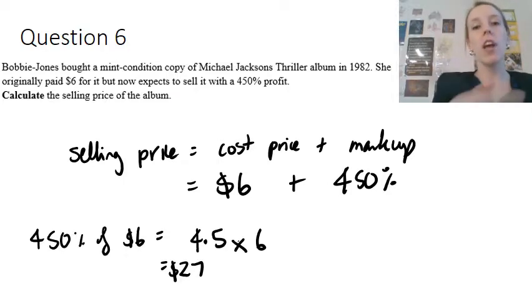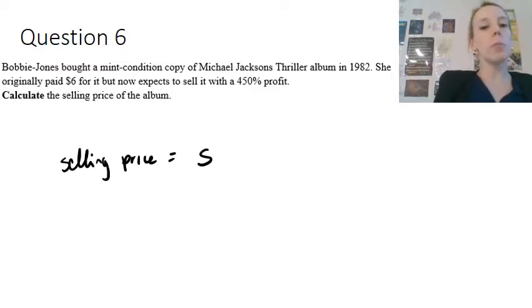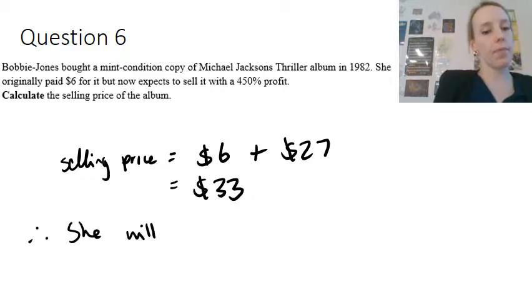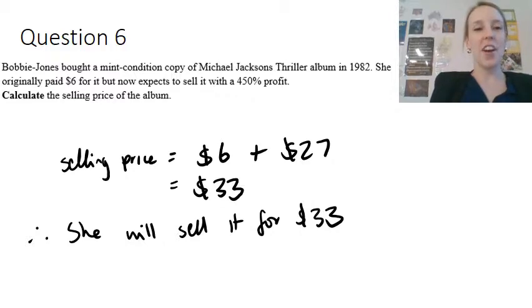So I can put those numbers back into my original formula. So the selling price is our cost price, which was 6, plus our markup, which was 27. So 6 plus 27 is going to be $33. So therefore, she will sell it for $33. There we go. It's a long time to wait to make a profit.